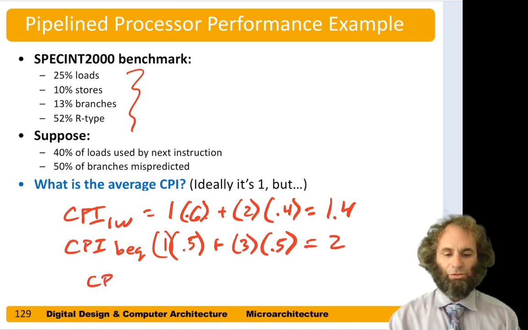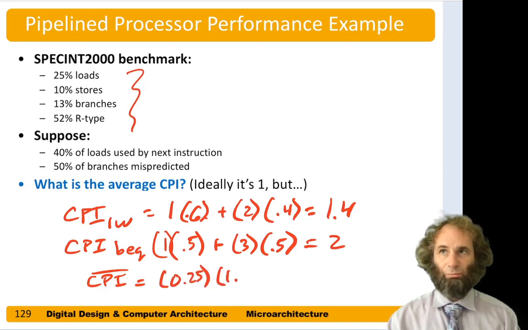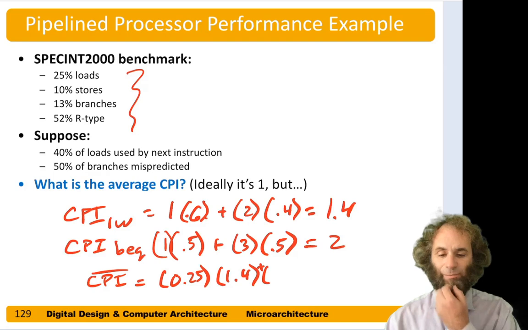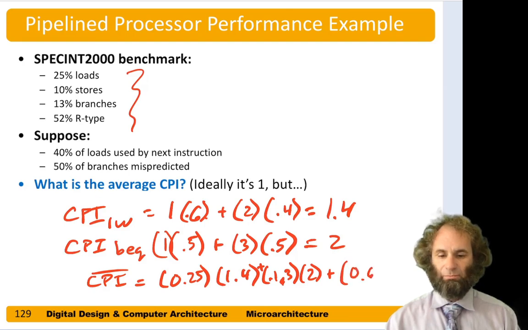And so the average CPI is 0.25 for loads times 1.4 plus 0.13 for the branches times 2 plus the remaining 0.62 being 1 cycle, and that comes out to 1.23 cycles per instruction on average.